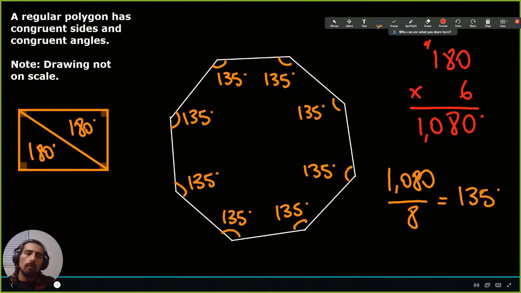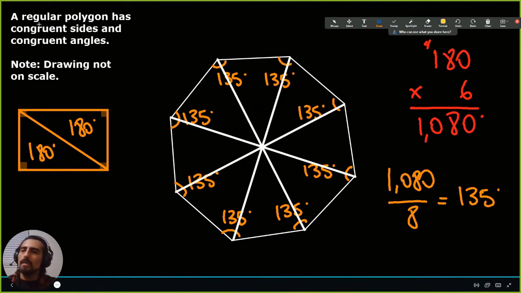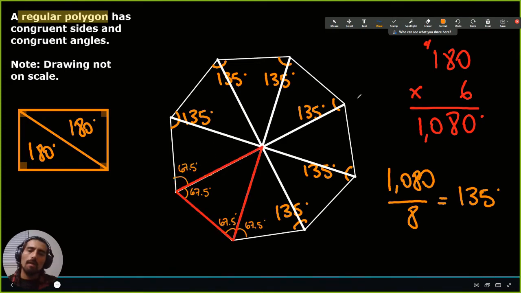If we want to go beyond that and find the angle that the spider is making with each one of the lines from the center, we can throw some diagonals over here. And since this is a regular polygon, this happens only with a regular polygon, I am splitting each one of these 135 degrees in half. And 135 divided by 2 is 67.5, these angles that I am using over here.